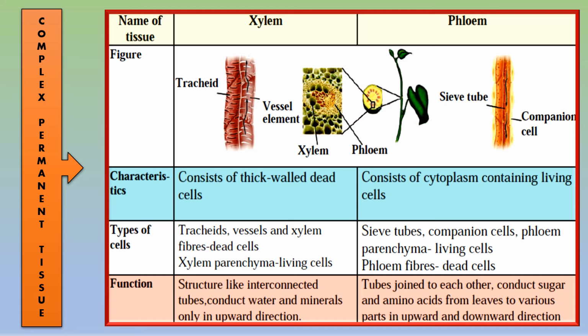So the main difference between xylem and phloem is that xylem consists of dead cells mainly, phloem consists of living cells, and xylem conducts water and minerals only in the upward direction, whereas phloem conducts sugar and amino acids from the leaves to the different parts of the plant in upward and downward direction.